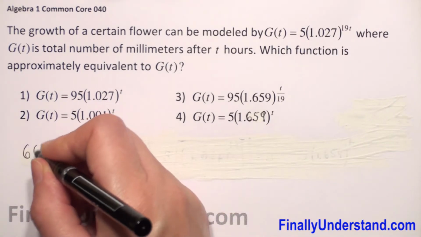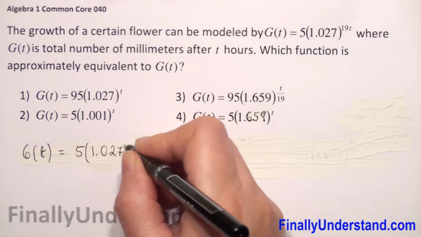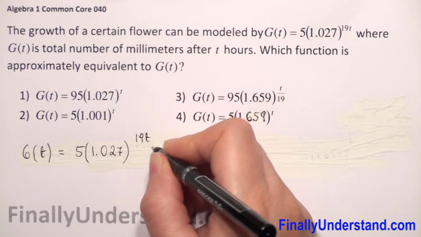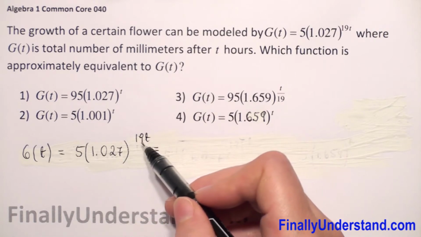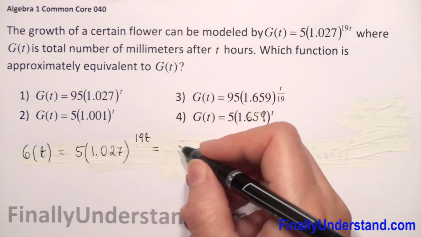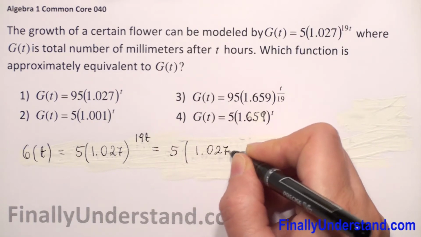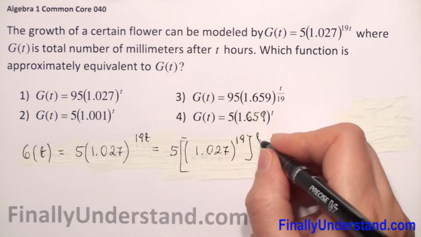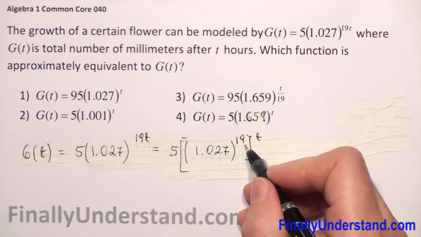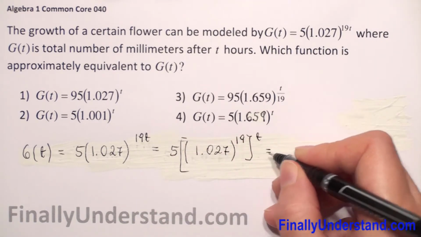Let me copy. We have g(t) equal to 5 times 1.027 to the power 19t. We have to raise 1.027 to the power 19t, which is like 19 times t. So I can rewrite this as 5, and in parentheses 1.027. We can raise it first to the power 19 and then to the power t. When we have a power to a power, we multiply the powers. So 19 times t is 19t. I didn't change anything here, so this is equal to 5.